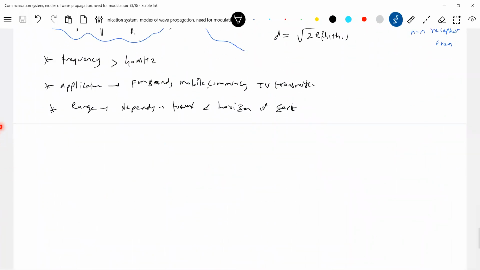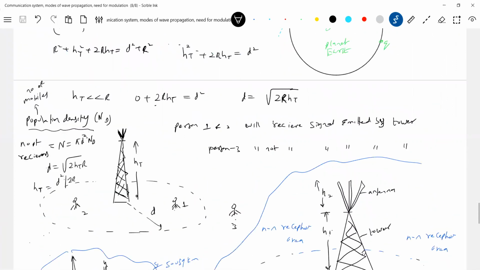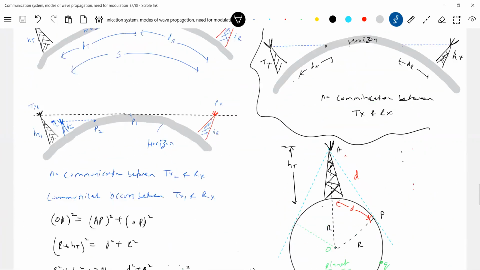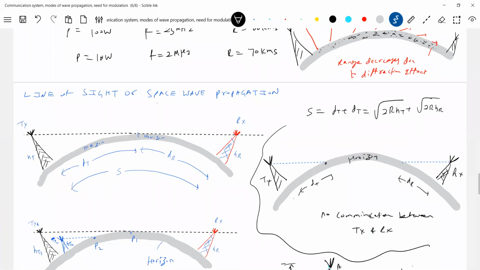Okay, this is also called, as you see from the name, space wave. Don't think that space wave means something outside the atmosphere. This is very confusing for students, the term space wave.